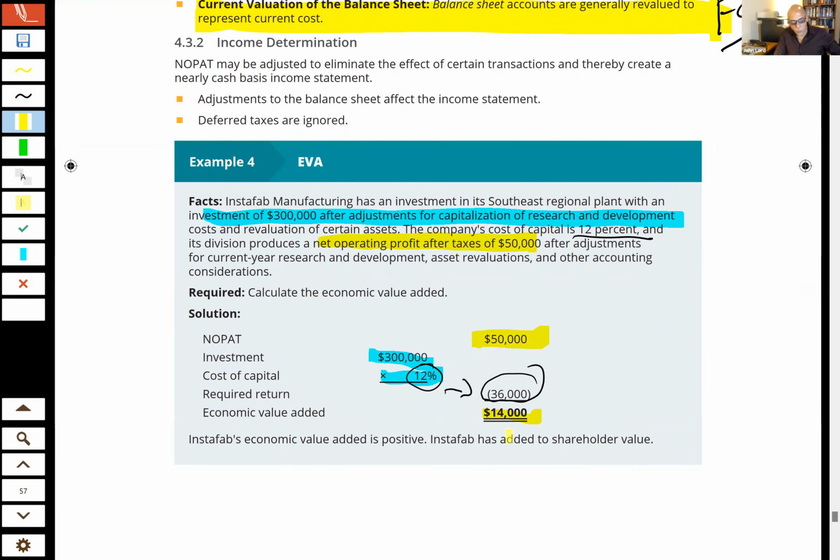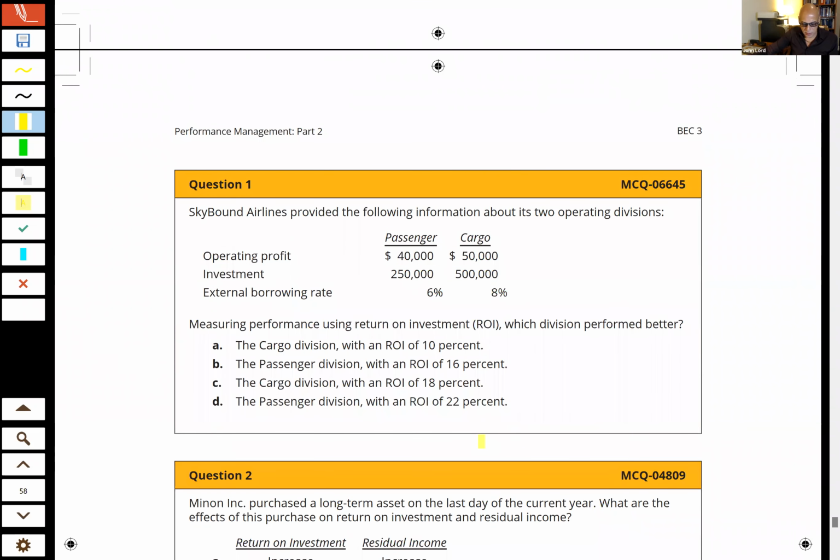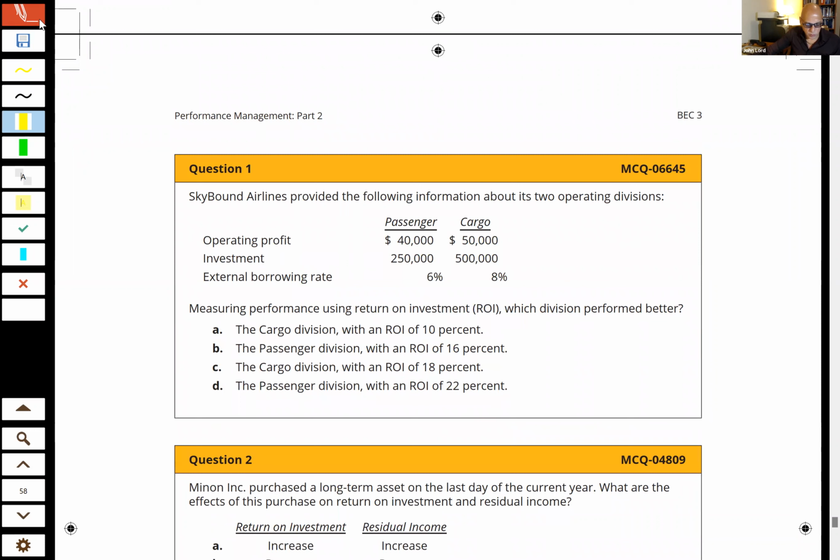So it's really reading comprehension, following these instructions, and using these calculations for these ratios, and coming up with your residual income, all of those kinds of things. You really just have to read the question carefully. Okay, all right, good. Let's take a look at a couple of questions.